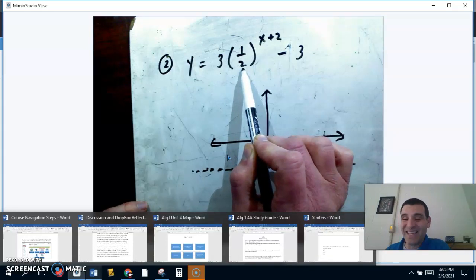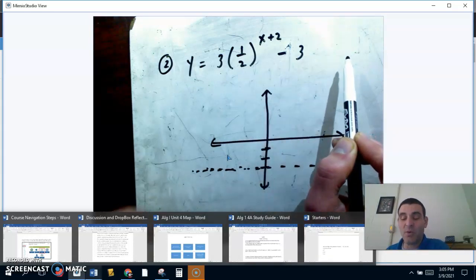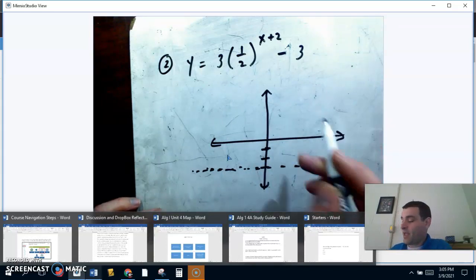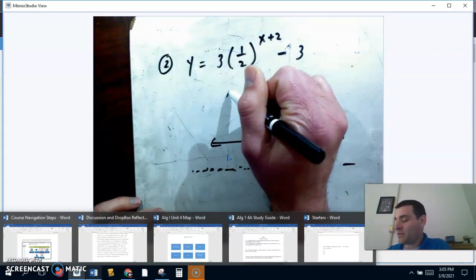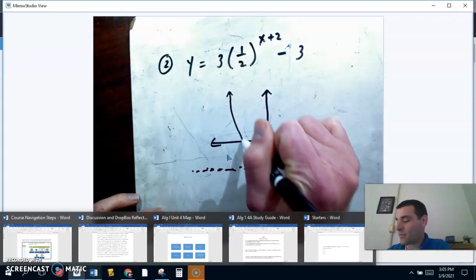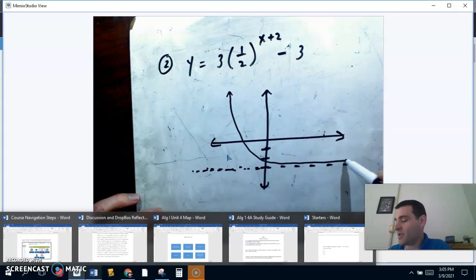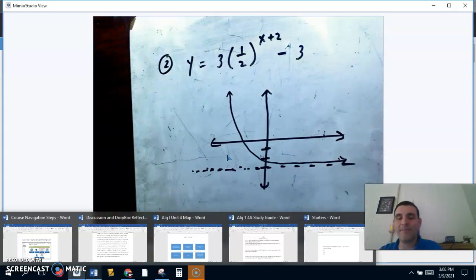So the base is less than 1. Remember the graphic from before. If it's between 0 and 1, it's a decay. And so this graph is going to look like this. It's going to be steep on the left-hand side instead. And that's going to get very, very close to the asymptote. And actually get closer and closer, but never quite at any point cross that.